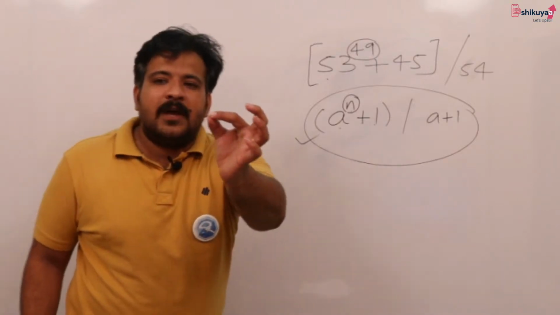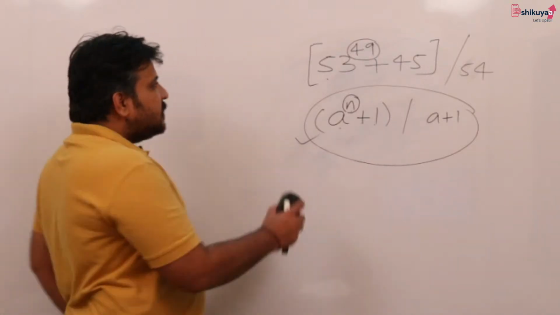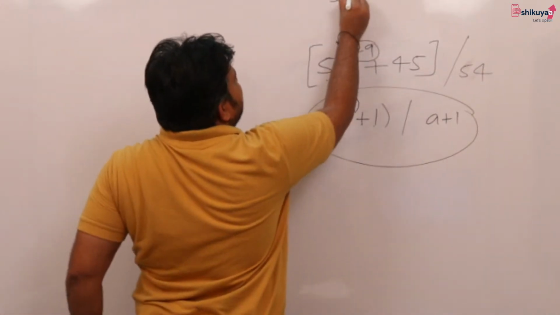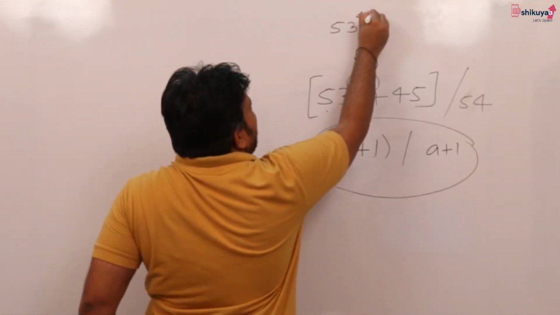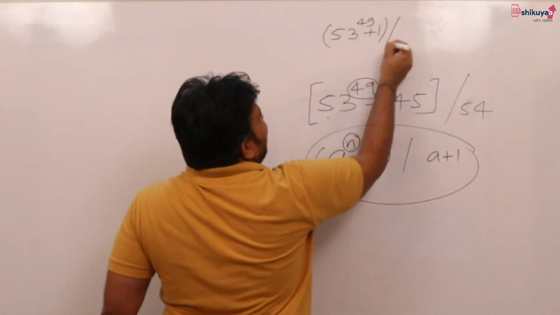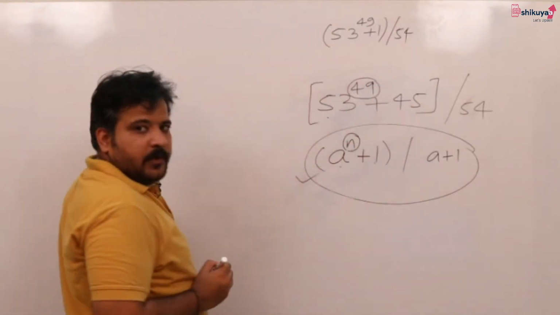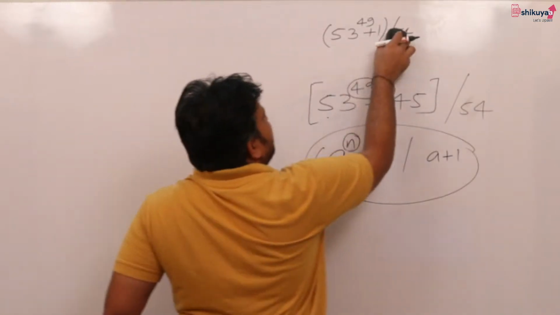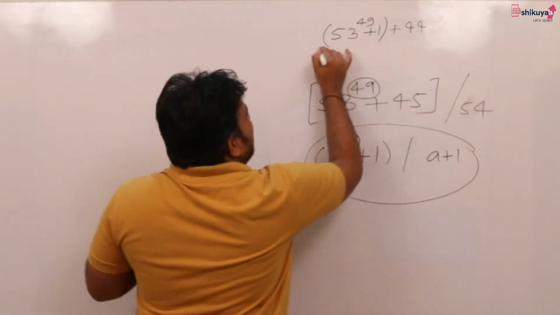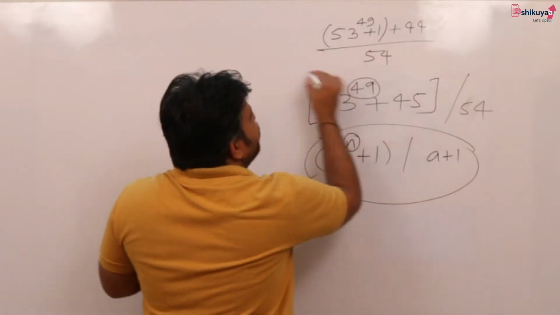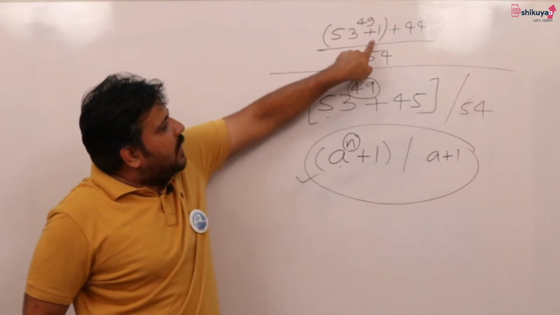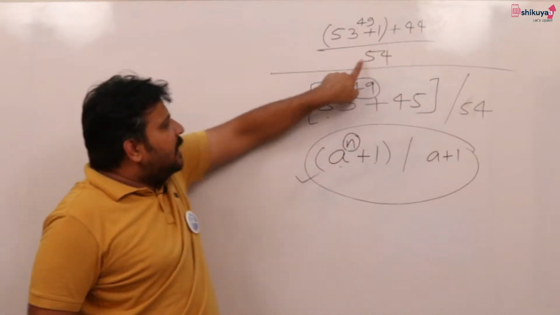So we have to make a slight adjustment. I'm going to write it over here. The way I'm going to adjust, look at this, 53 raised to 49 plus 1. Am I right? And now I have 54 over here, right? Let me correct it now. Plus 44, and now let us divide it by 54. So look at the number: 53 raised to 49 plus 1 plus 44 divided by 54.